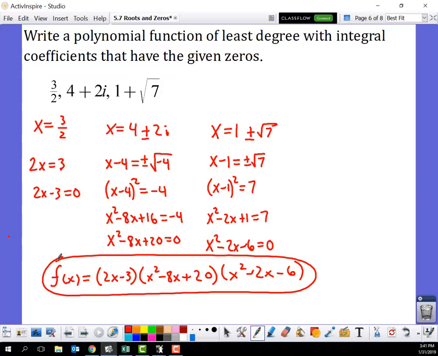So that, in a nutshell, is everything you need to know on 5.7. So right now you're going to work on an in-class assignment to practice this a little bit more.